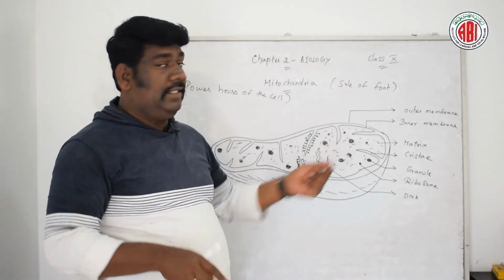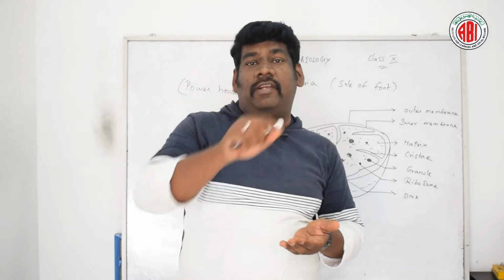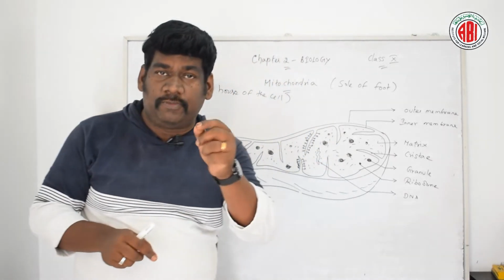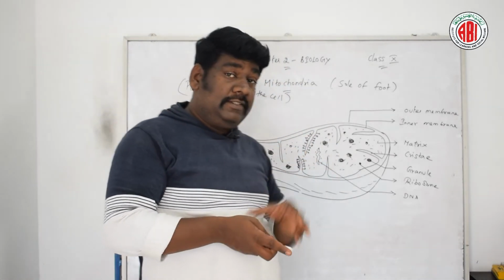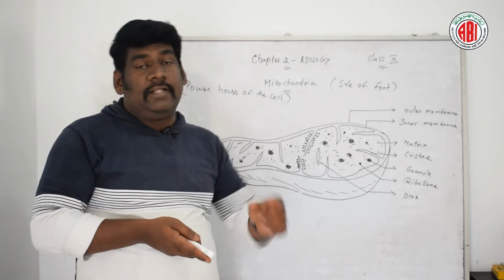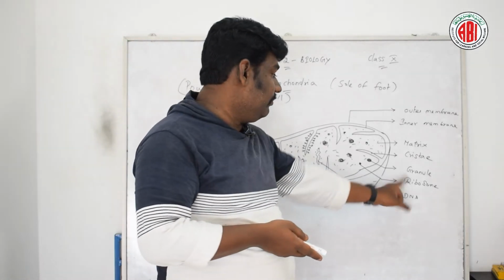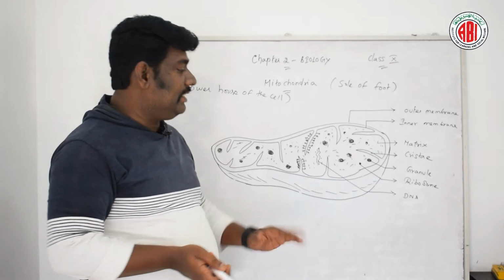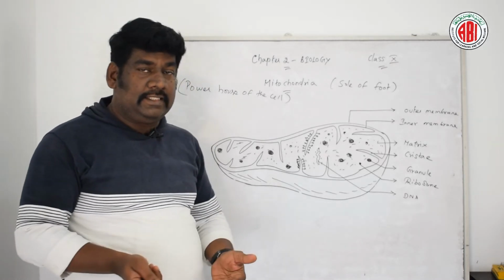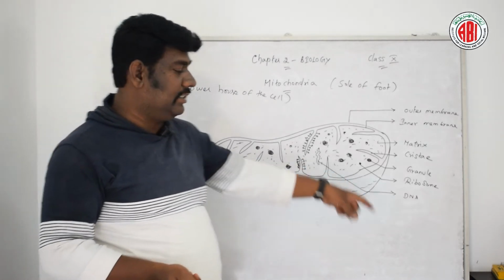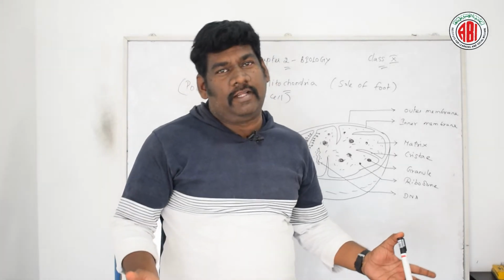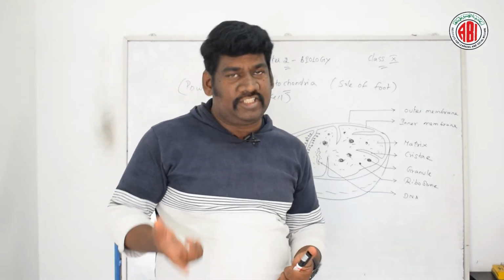And in the matrix some large stained bodies are there and small stained bodies are there. The large stained bodies are called granule and the small stained bodies are called ribosome. Done. If it is possible, you can add some extra structure like this, that is called DNA. So it is very simple to draw this diagram. Now let us go for the next diagram.